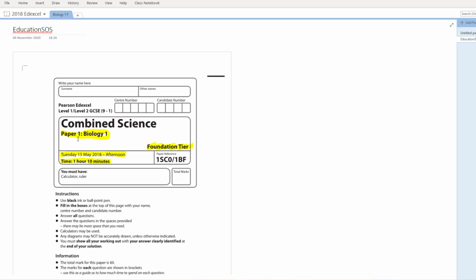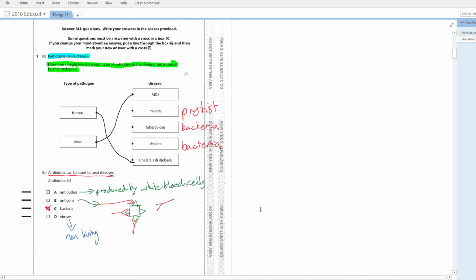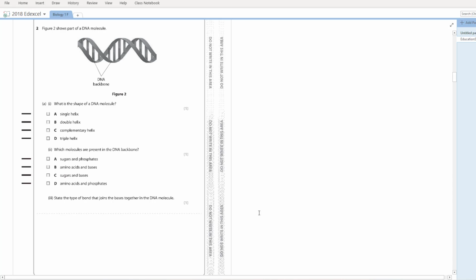Again, we're going to talk through the biology paper 1, the foundation tier, from May 2018. So, question 2 is where we're up to. If we look at question 2, let's just get a pen to highlight. Question 2 says, figure 2 shows part of a DNA molecule.